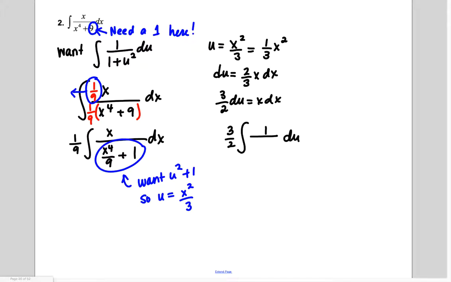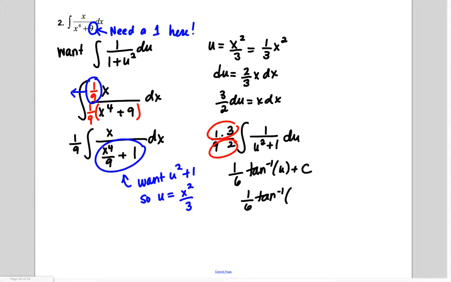What about that 1/9? It's out front with the 3/2. What about the x to the 4th over 9 plus 1? What does that become? U squared plus 1. Are we where we want? Yeah. So we have 3/18, which is 1/6. And if I integrate 1 over u squared plus 1, I get inverse tangent of u plus c. So 1/6 inverse tangent of x squared over 3 plus c.